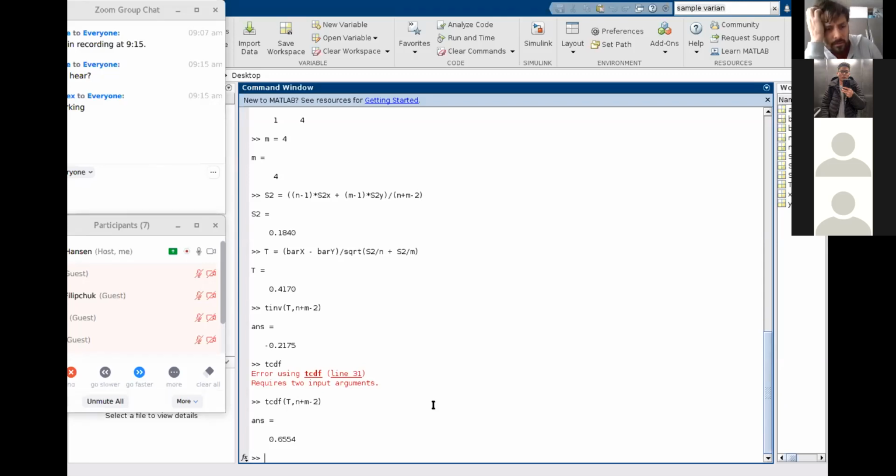So the cumulative distribution function gives the probability. We have a probability of 65% of getting a value as big as this t. So we are getting this, right? So this is larger than 0, so I actually calculate 1 minus that.